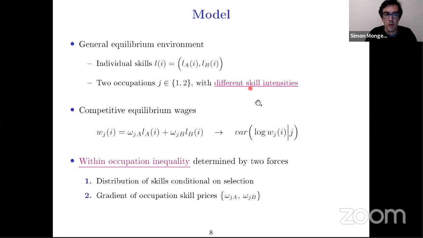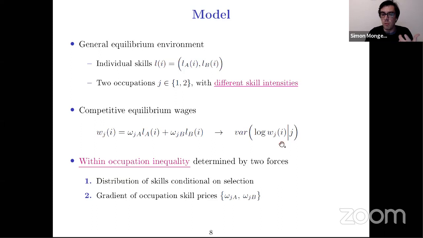In equilibrium, the competitive equilibrium wages that an individual i in occupation j receives are going to depend on two factors: their skill endowments and the prices for those skills that they face in equilibrium. It's going to be set up so that these prices are linear. This is going to generate, with some selection of individuals into each occupation, the variance of log wages within each occupation, which is my measure of within-occupation inequality.